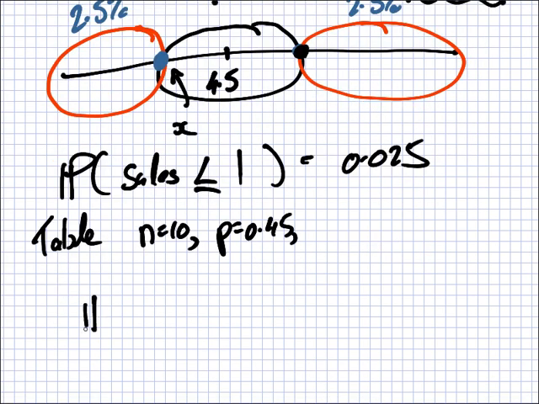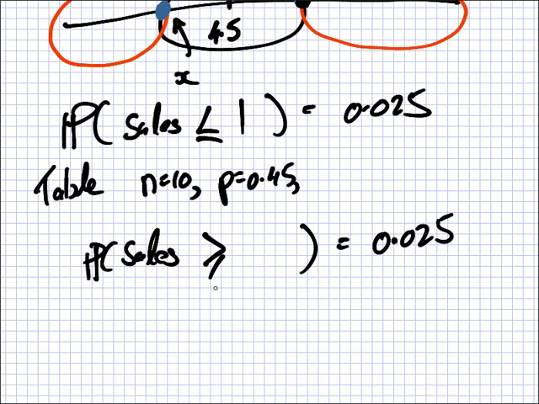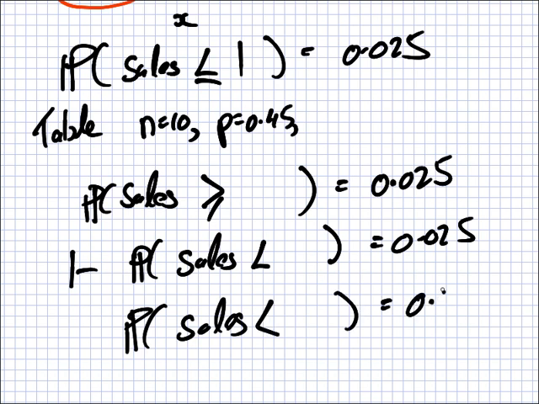So we need the number of sales to be more than or equal to some number so that the total here is 0.025. Can we do more than? No, so we flip it around and do 1 minus the probability that sales is less than some number equal to 0.025. So that means the probability that sales is less than some number is equal to 0.975. Okay, back to our tables.